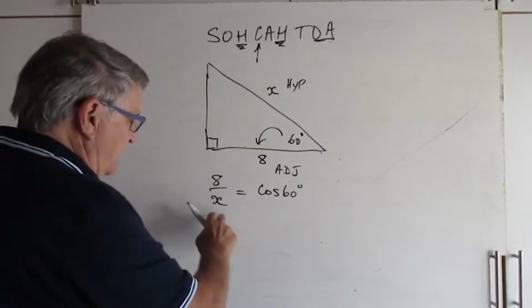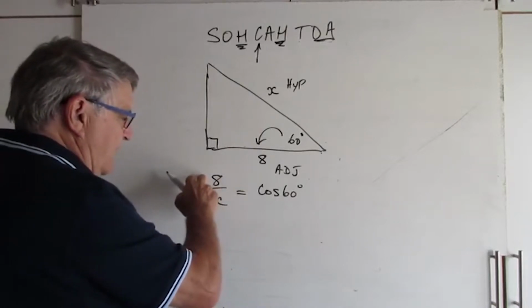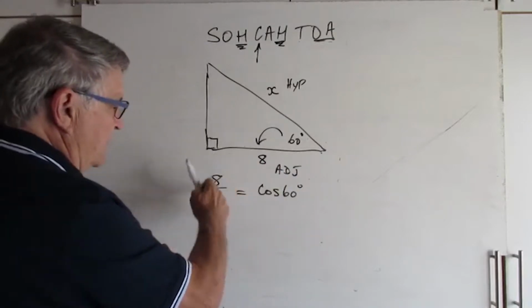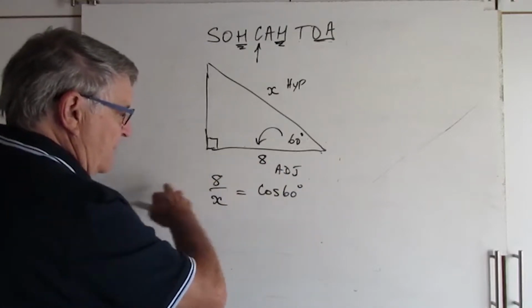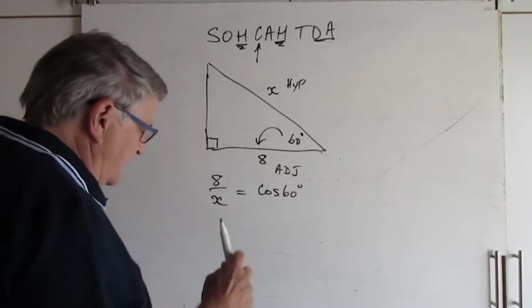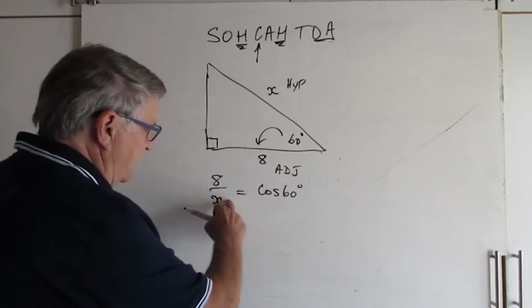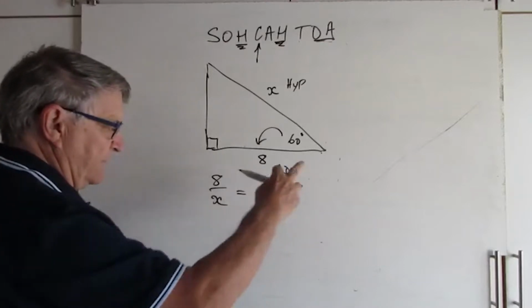All the others we've had, the x has been in the numerator. So it was clearly a matter of simply multiplying both sides by the number in the denominator. This way, what's effectively going to happen is that x and cos 60 are going to swap places.